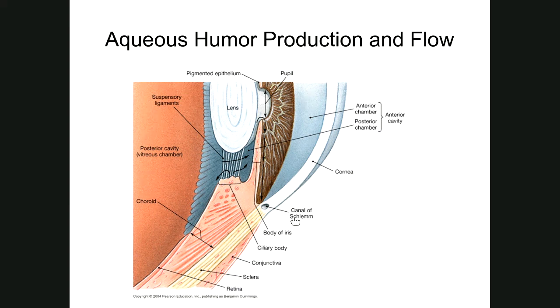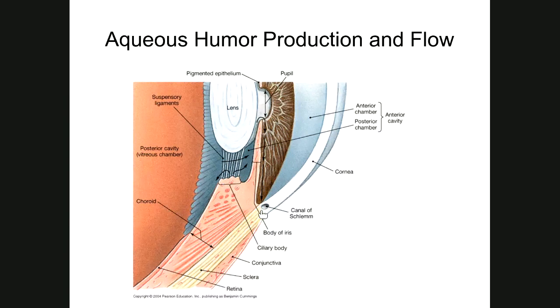So this is a little blood vessel right in the area of the limbus between the sclera and the cornea. And that's a transition zone. That's where that scleral venous sinus is found. It's in the middle of the limbus of the eye.